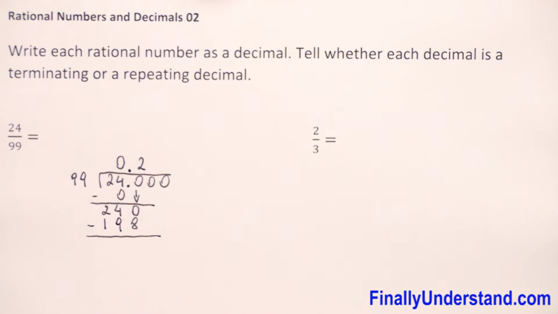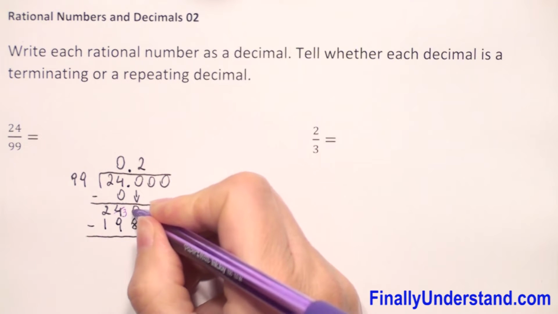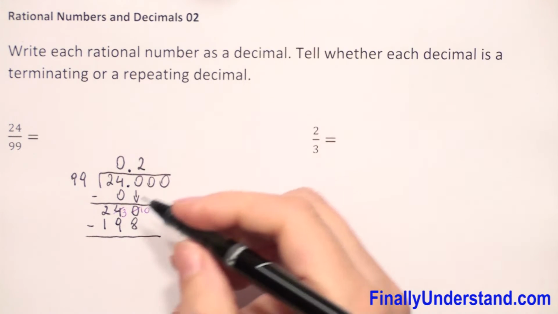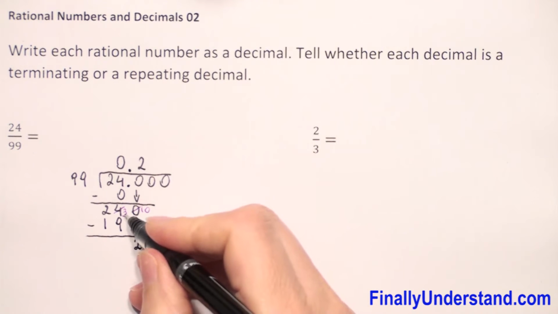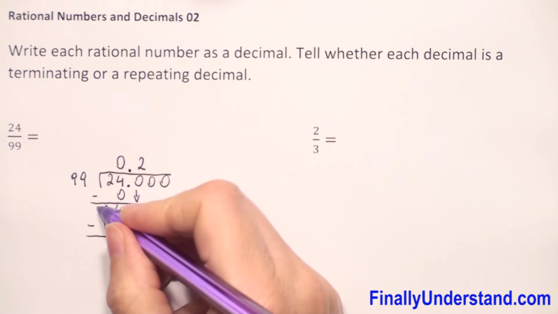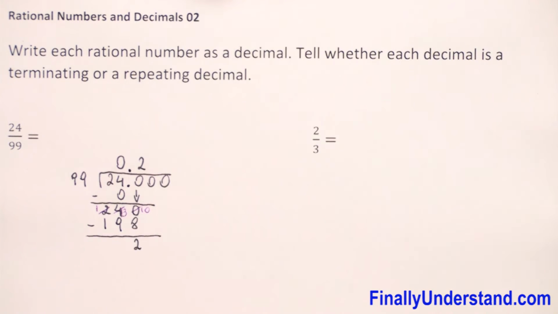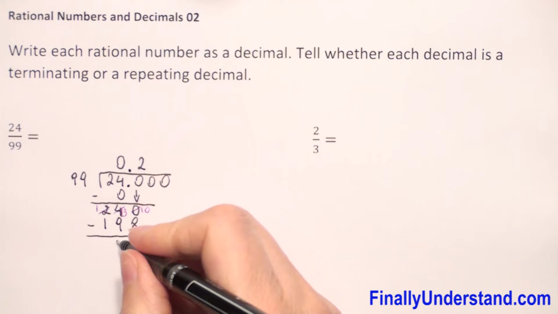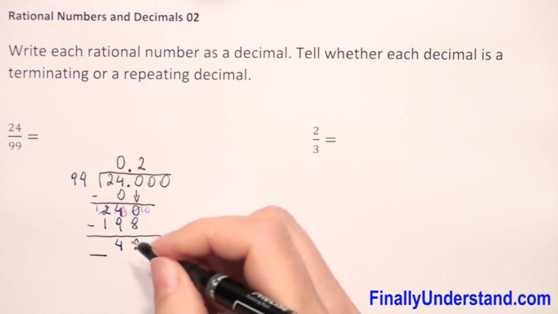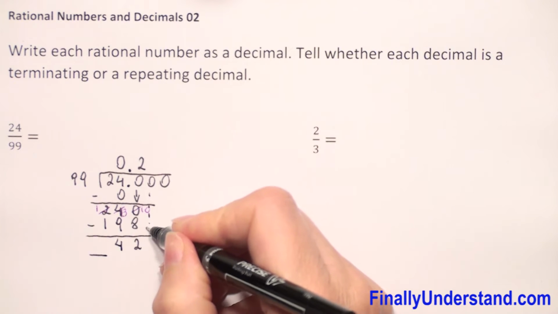We have to borrow 1 from 4, so here will now be 3, and at the end we have 10. 10 minus 8 is 2. 3 minus 9 we cannot do. We have to borrow 1 from 2, so it will be 1 here, and 13 minus 9 is 4. 1 minus 1 is 0, so we don't have to write it. And next we take down the next 0.